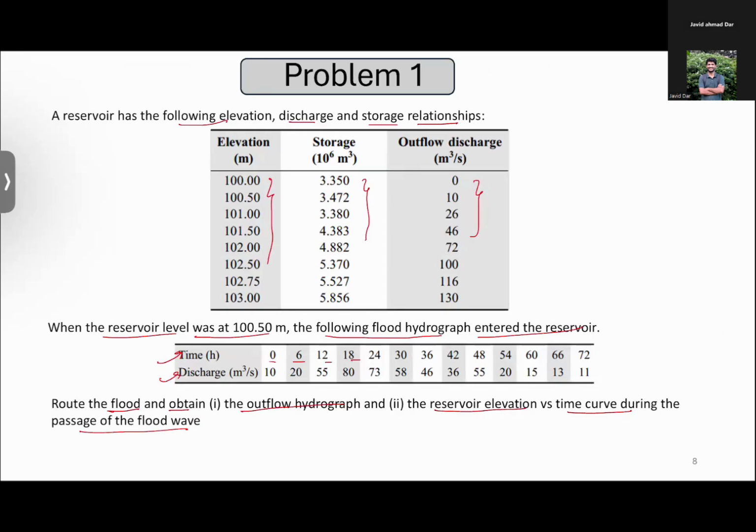The problem we have: we know the time step in this problem is 6 hours. So delta T is 6 hours. If you calculate this in seconds, delta T will be 6 into 60 into 60, which is 216 into 10 raised to power 2 seconds, so it will be 0.216 into 10 raised to power 5 seconds.